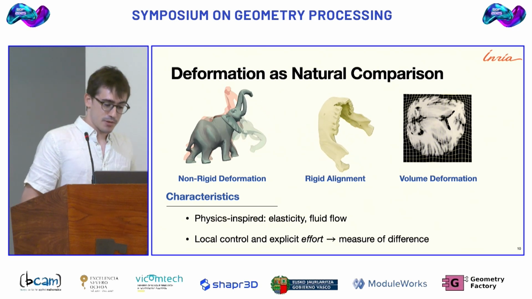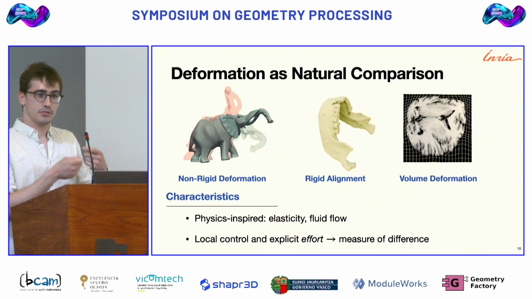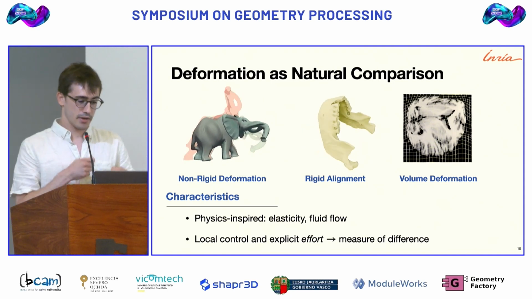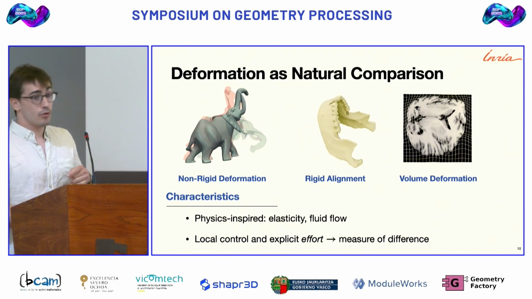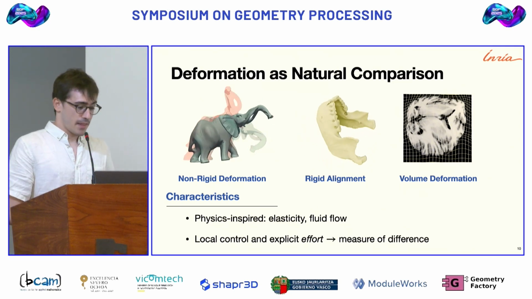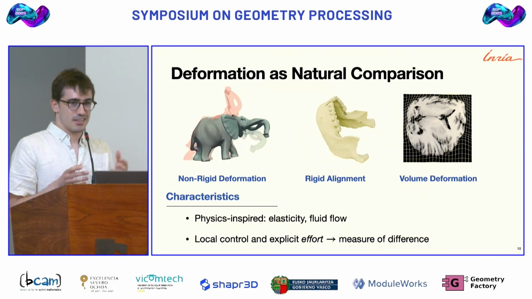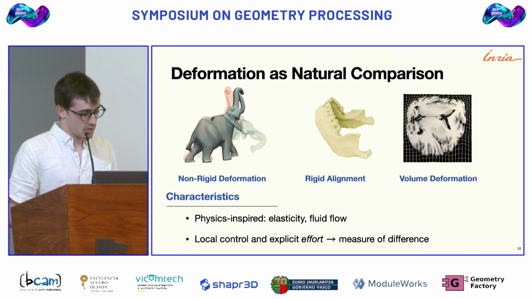But these deformations are very nice because they are physics inspired. So on the left, it's elasticity. You see the shape as a small membrane, which is a bit rigid. On the right, it's fluid flow, so you follow some fluid mechanics. And rigid alignment is in the middle because you can see it as surface deformation or volume deformation. It just depends on how you like it.